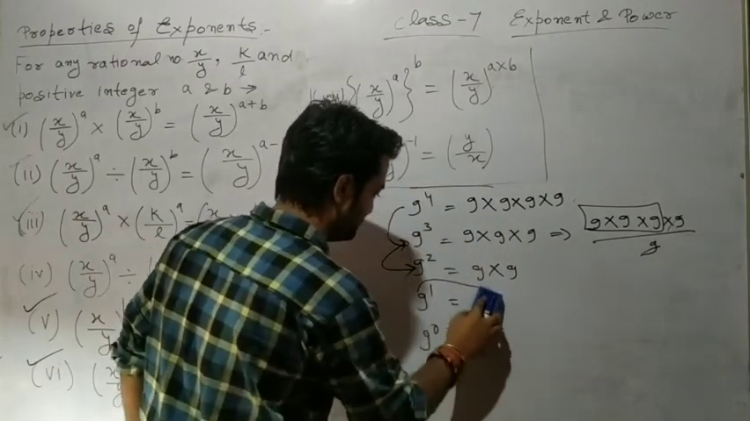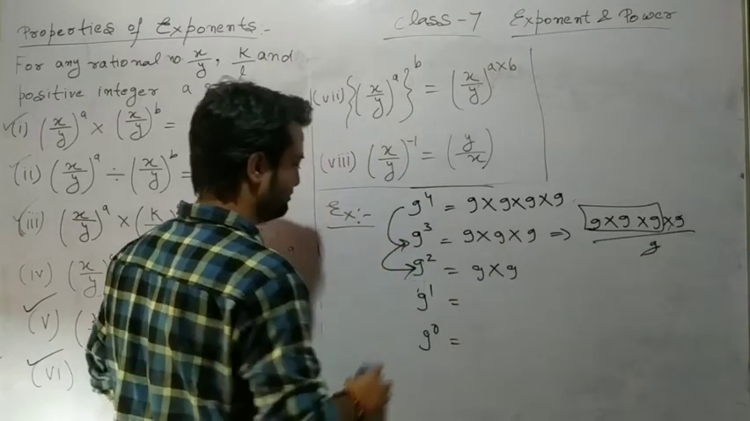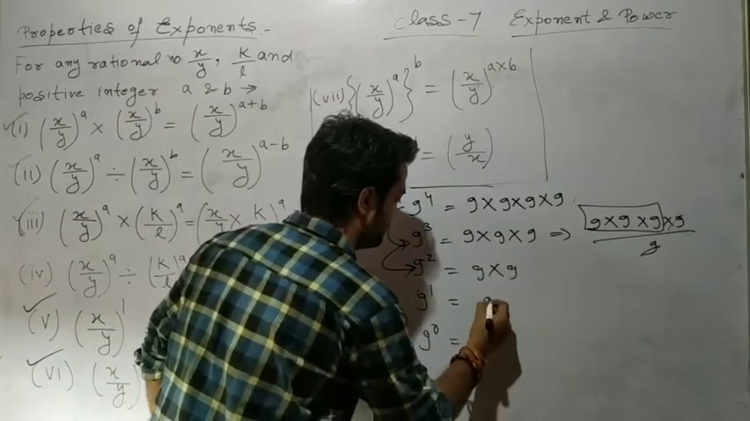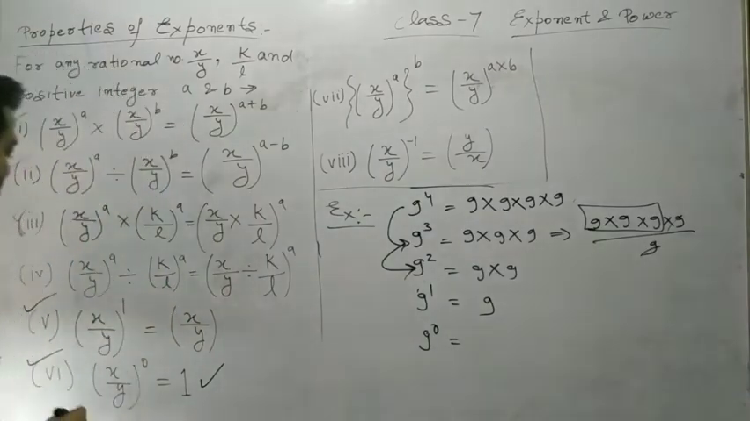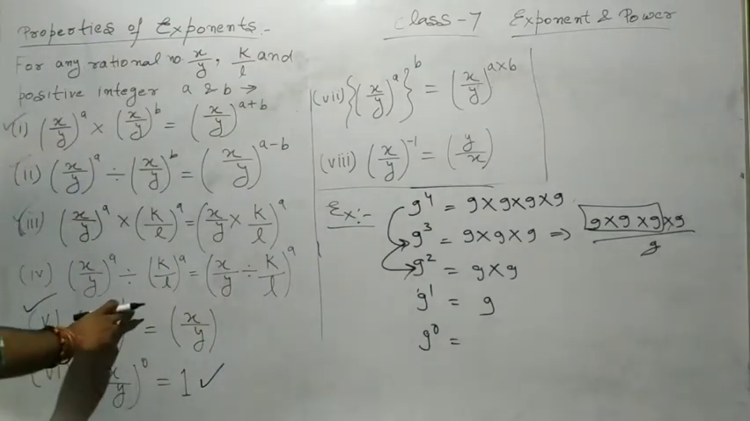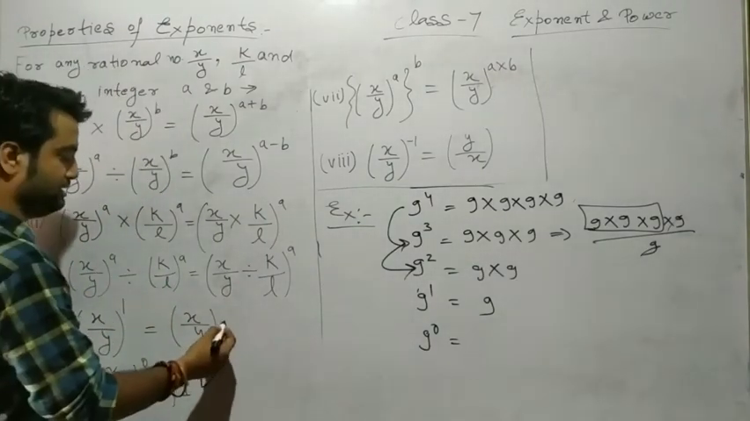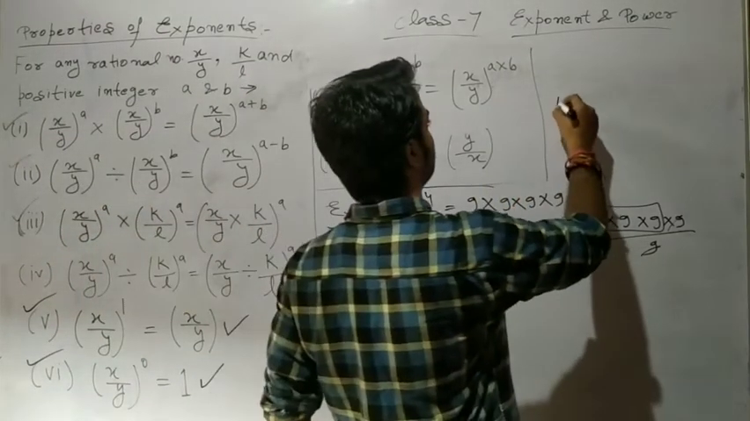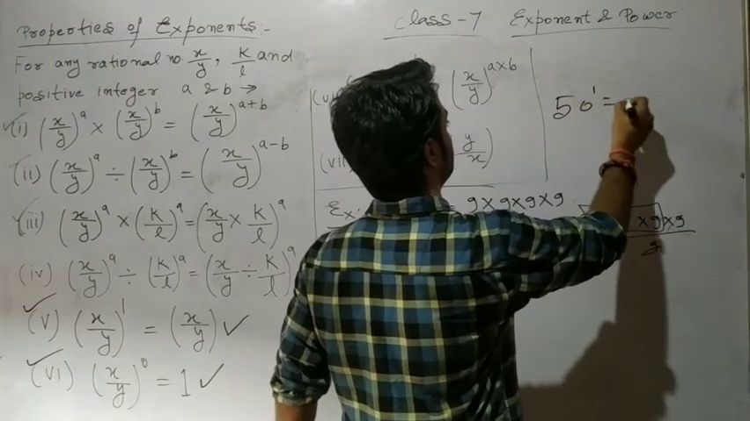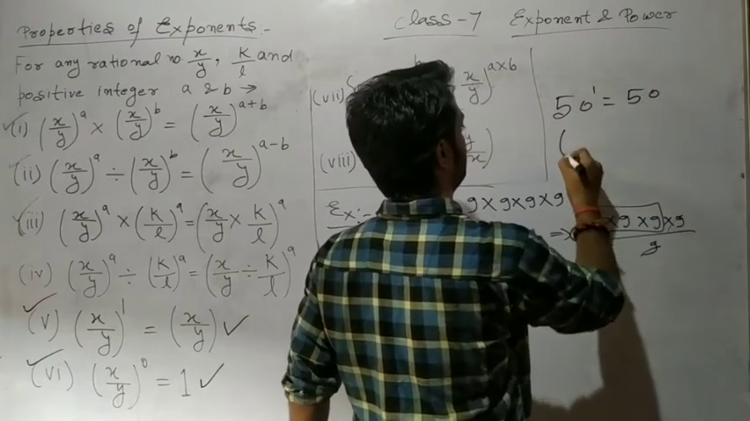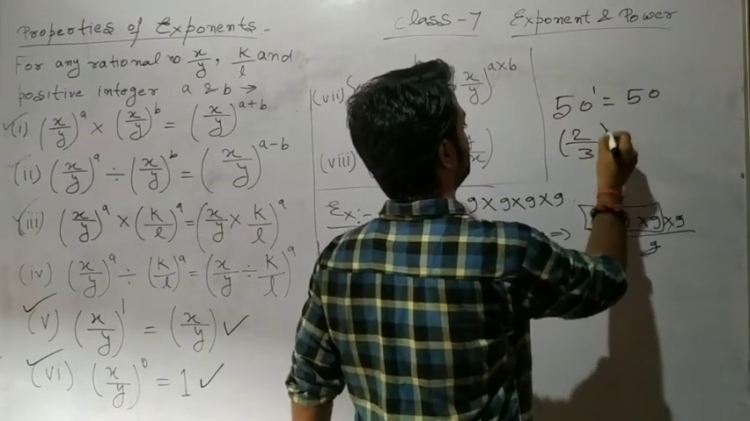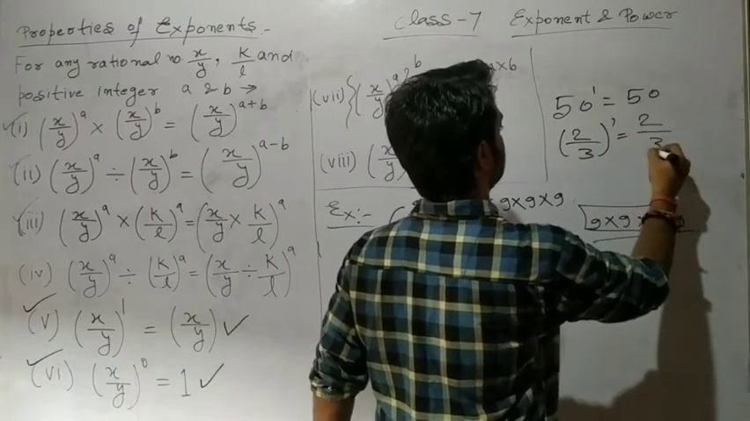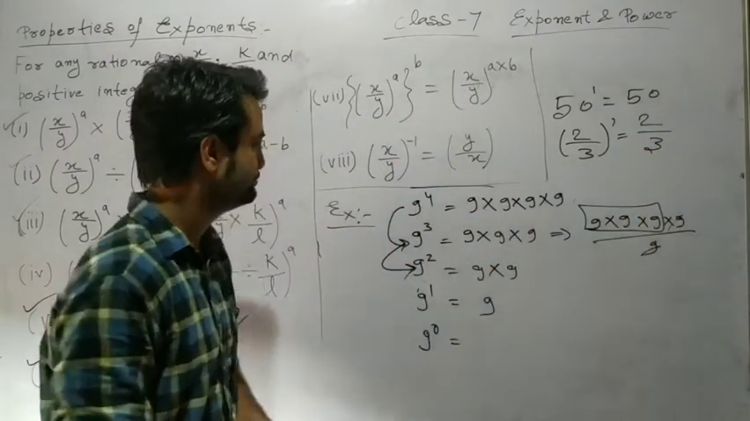Let us write it in the same manner. 9 raised to the power 1 is 9. So hence it is proved that any rational number having power 1 is actually the rational number itself. It means that 50 to the power 1 is what? 50. 2 by 3 to the power 1 is 2 by 3 itself. Okay?